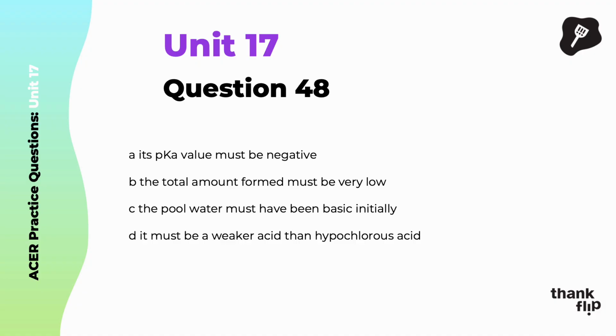Question 48 is asking us that basically, since hydrochloric acid is fully ionized, what does that say? Okay, so it's given four options. The fact that hydrochloric acid fully ionizes, does it mean that its pKa value must be very negative? Does it mean that the total amount formed must be very low? Does it mean that the pool water must have been basic initially, or does it mean that it must be a weaker acid than hypochlorous acid?